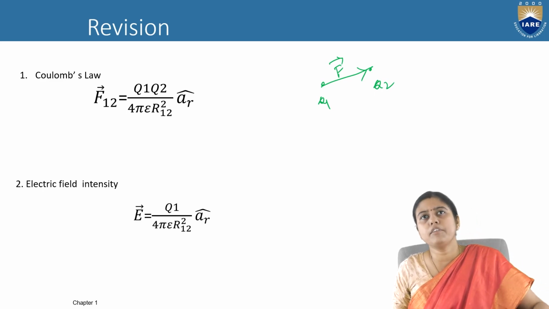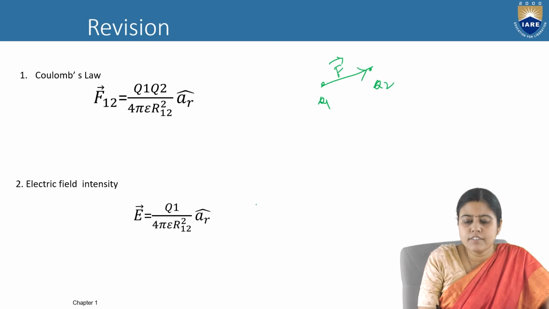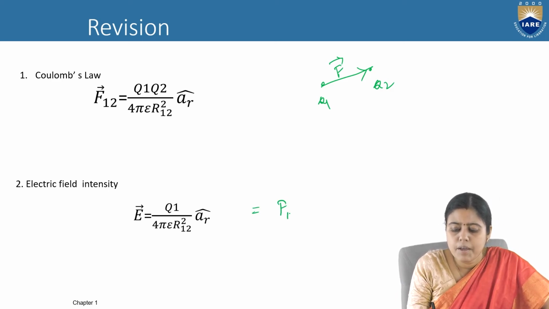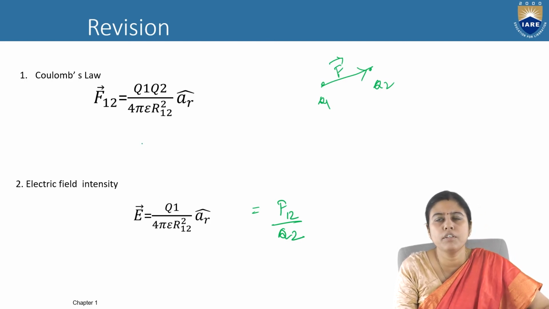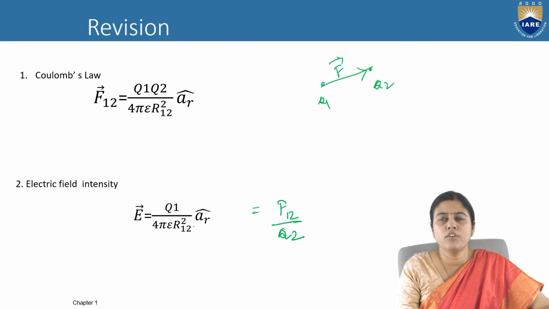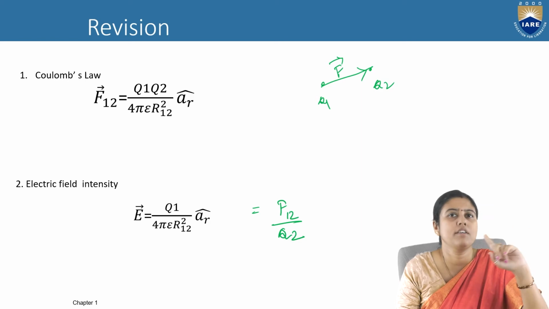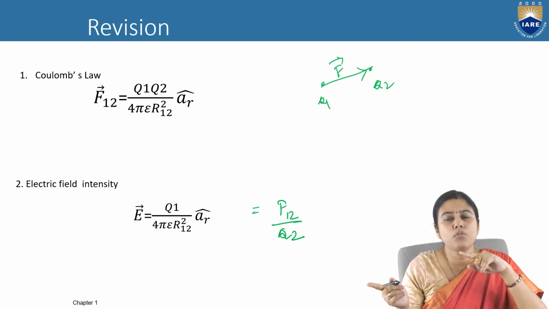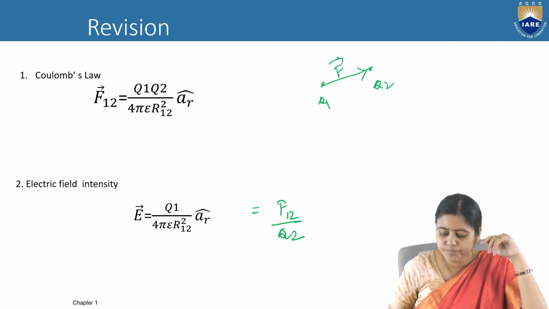Then we discussed about the electric field intensity. Electric field intensity means force by the test charge. So electric field intensity on Q1 due to Q2 is equal to Q2 by 4 pi epsilon r12 square. This is the intensity on Q2 due to Q1. Remember this, Q2 is the test charge for Q1.